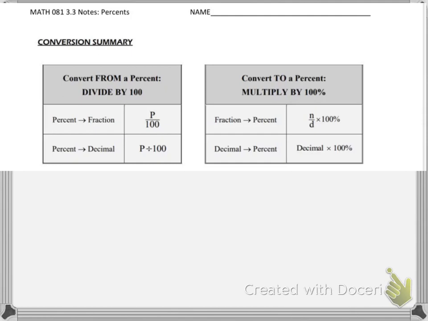All right, so here's sort of a summary. If we're converting from a percent to a fraction, we divide by 100. The only thing I would add here is that you always have to reduce your answer fully. Okay, if you're converting a percent to a decimal, you divide by 100. If you're going from a fraction to a percent, you actually do the division and then multiply by 100. If you're going from a decimal to a percent, you take the decimal and multiply by 100.